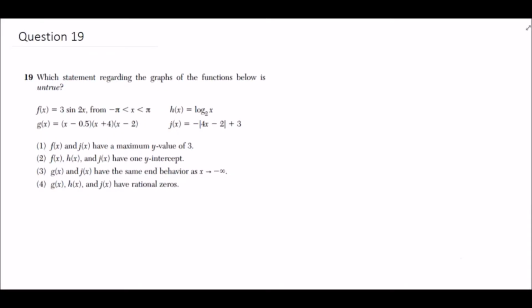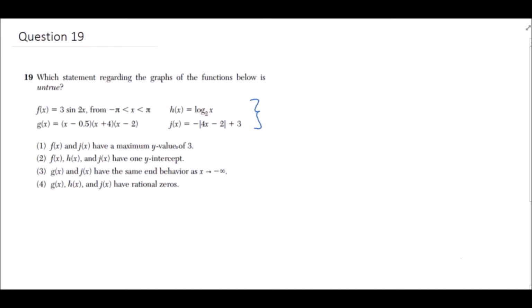This is question number 19 on the January 2017 Algebra 2 Regents. And what we have here is actually a little bit of a complicated question because it involves four different functions and basically kind of four different questions. So let's take a look. Which statement regarding the graphs of the functions below is untrue? And these are the four functions, and these are the four statements.